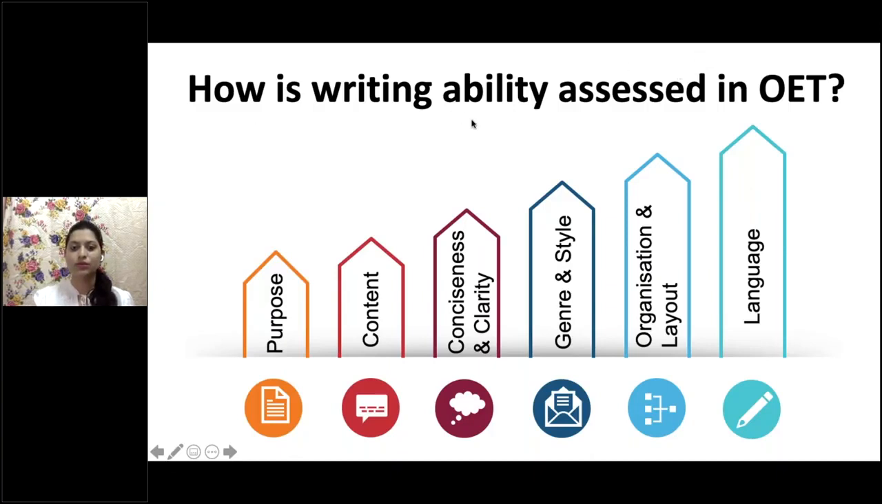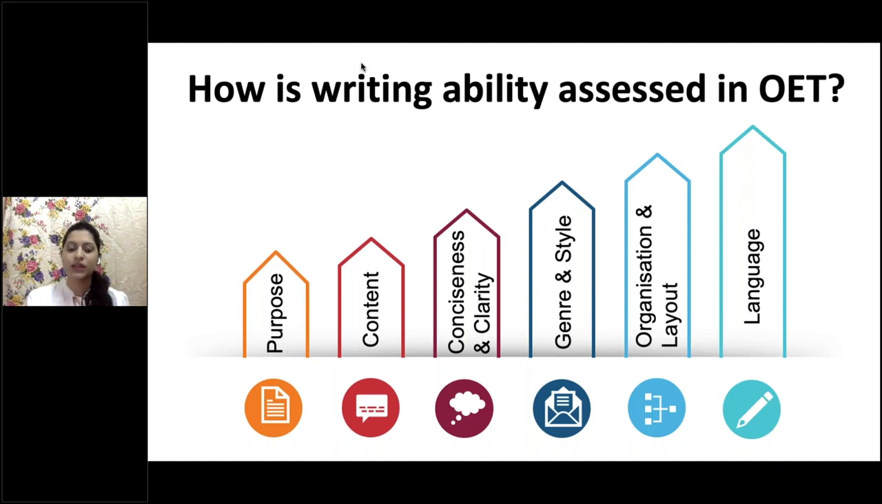All right. So how is the writing ability assessed in the OET? Why do we need to look into this? Understanding how your writing is evaluated by the OET assessors is an important step in performing better in your test. Your performance is recorded against 6 criteria that are visible on the screen right now.